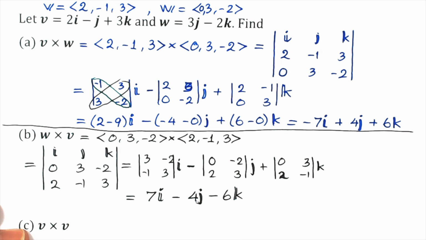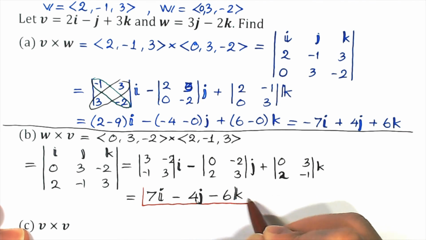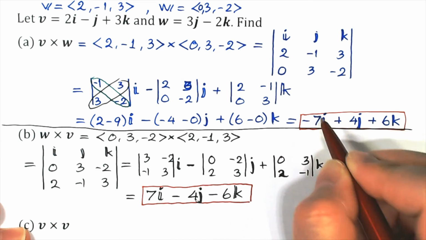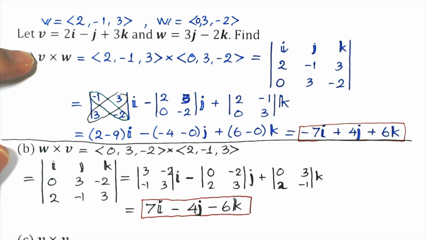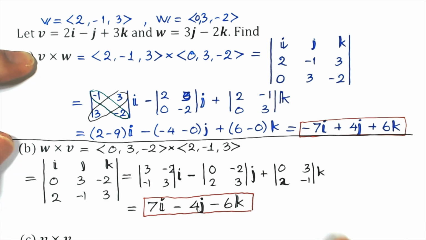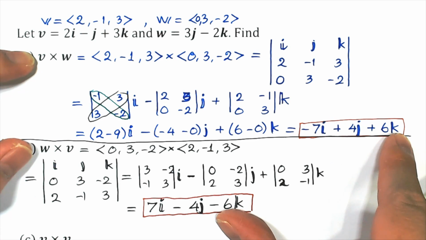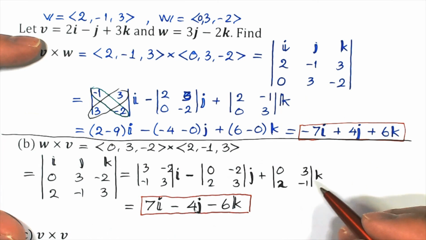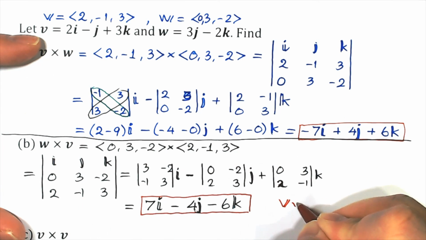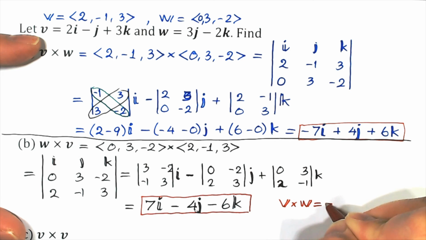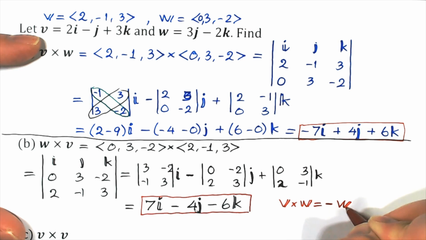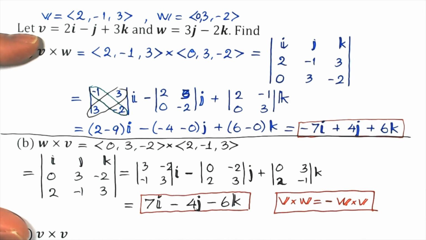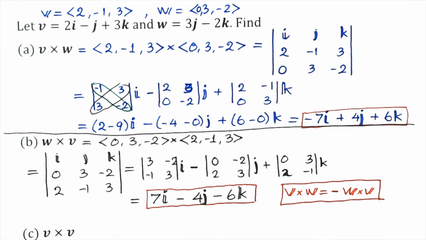Now that's the answer, but if we compare this and this, what we see is that the cross product of v cross w has the opposite direction as the cross product of w cross v. So if we interchange the vectors, we're going to have the opposite direction. So we have v cross w equal to the opposite of w cross v. In general, that's what we have, and the result here confirms that.